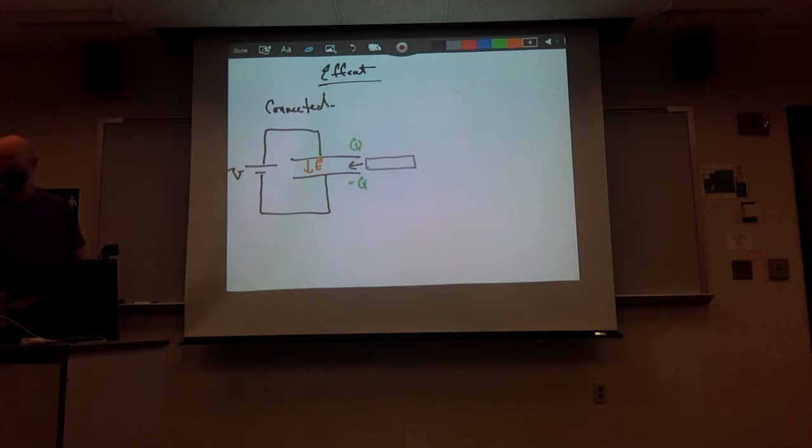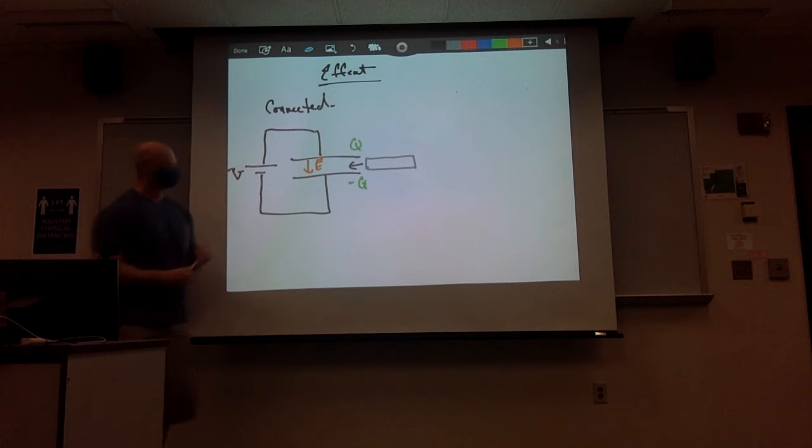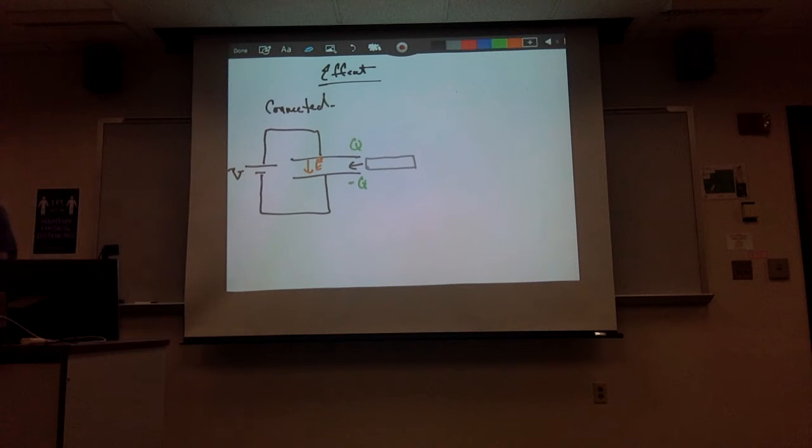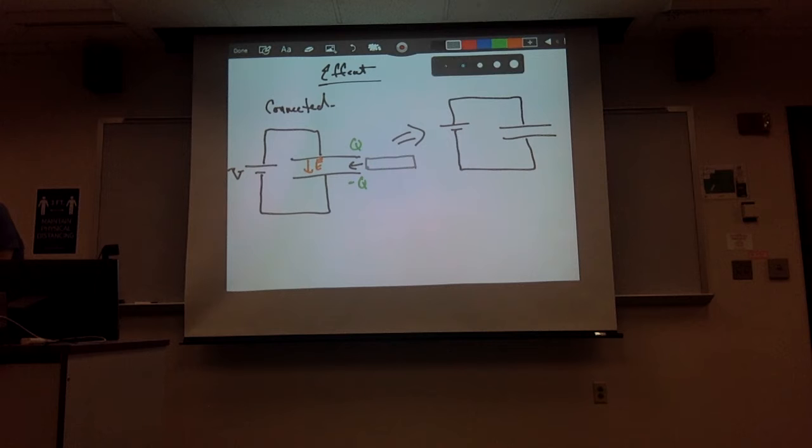Disconnect it, I'll do that on another slide. So I want to know what happens. So let's bring this over here. Here's now my battery connected to my parallel plate capacitor, but now this guy has a dielectric material on the inside.